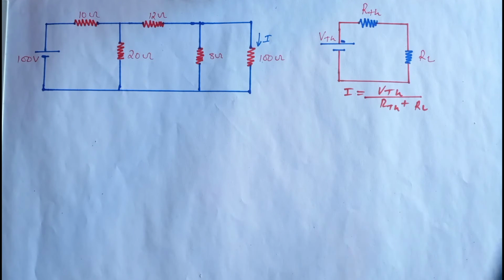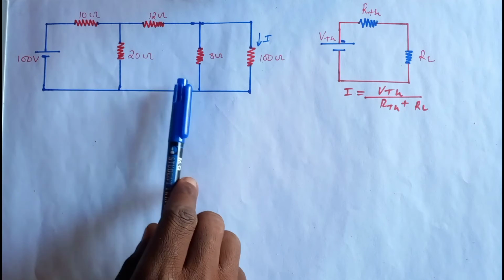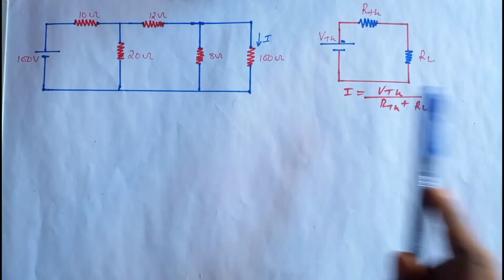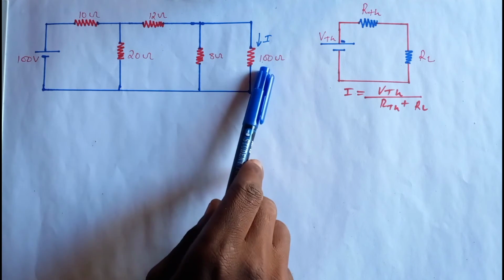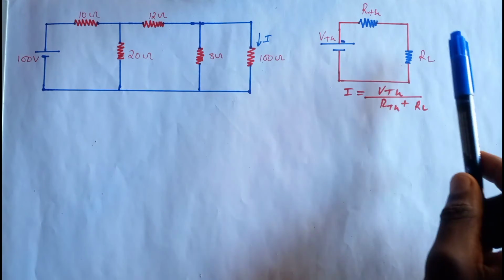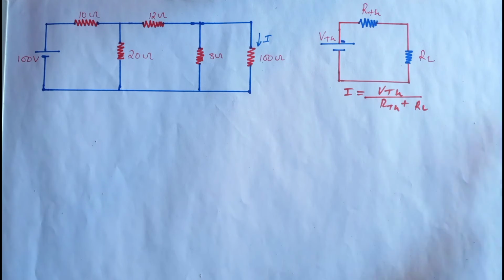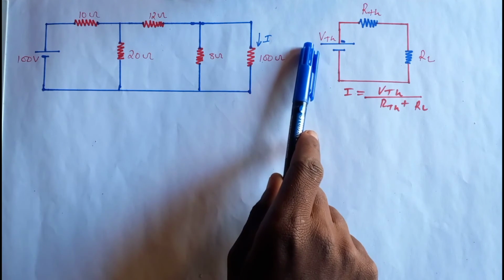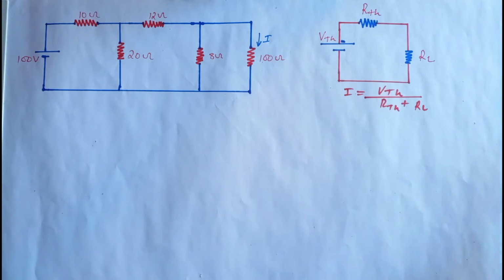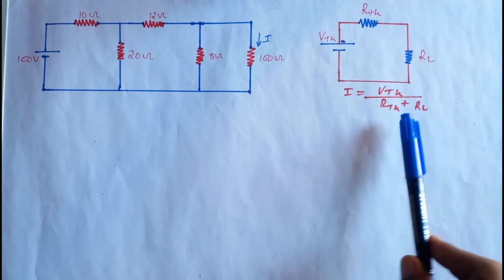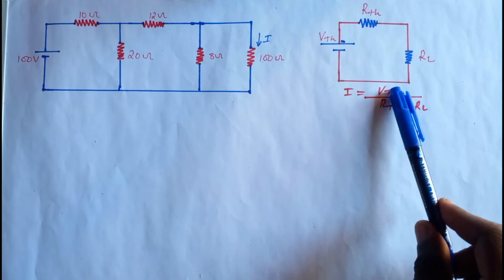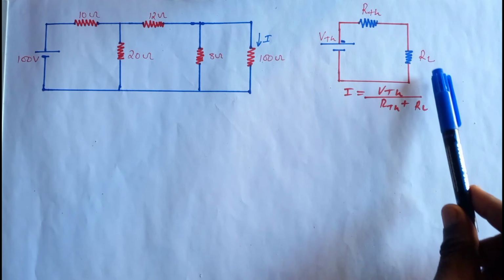What we want to do is reduce this circuit into a Thevenin equivalent circuit, where we have Thevenin's voltage, Thevenin's resistance, and our load resistor. In this case, the 100 ohm resistor is the load resistor. Finding the current is then just V equals IR. We have our voltage and two resistors connected in series, so we add these two resistors and find the current by saying current equals Thevenin voltage divided by Thevenin resistance plus the load resistor.